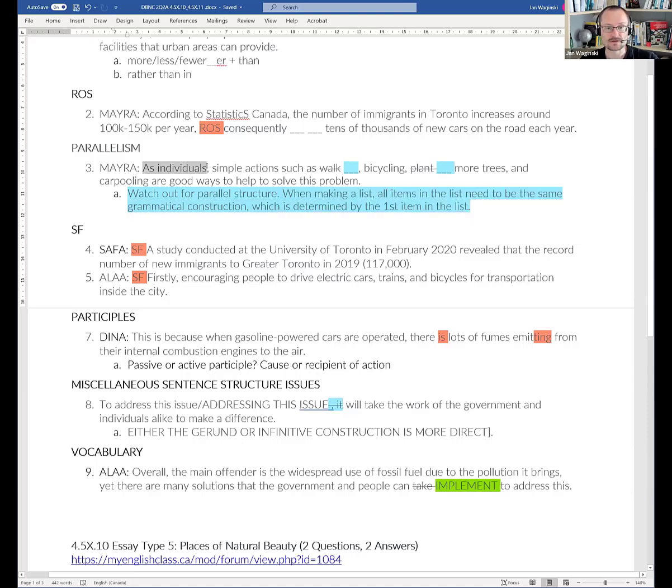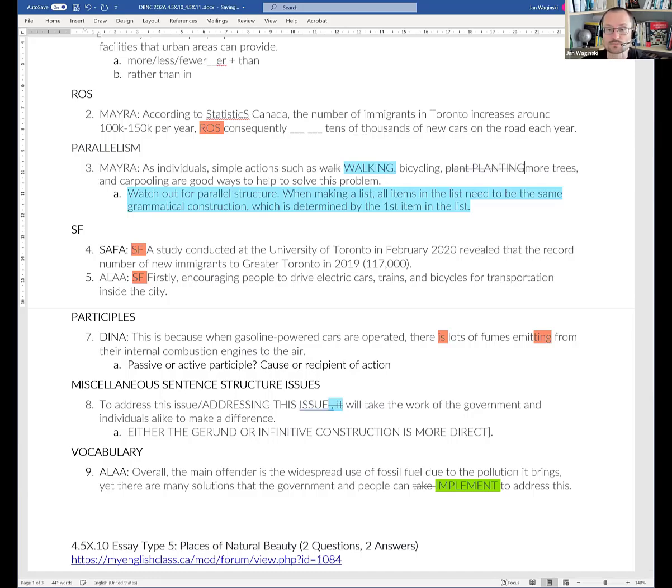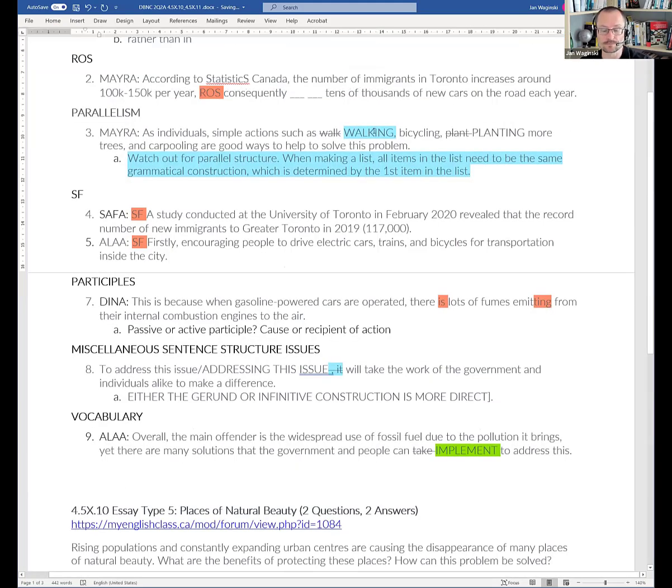So if we've got something like this, as individuals, simple actions such as walk, bicycling, plant more trees, and carpooling are good ways to help solve this problem. So we were talking about pollution. So walk is a verb. Well, go for a walk. Walk can be a noun too. But if you're talking about the physical act of walking, it needs to be walking, just like bicycling, just like they have carpooling. So these all have to be the same structure. Planting more trees. Whoops, that shouldn't be struck through. And carpooling. Okay, so when you're making a list, all the items in the list need to be the same structure.